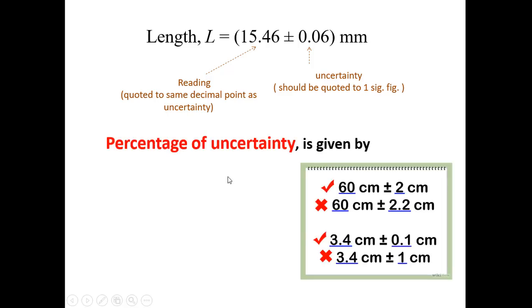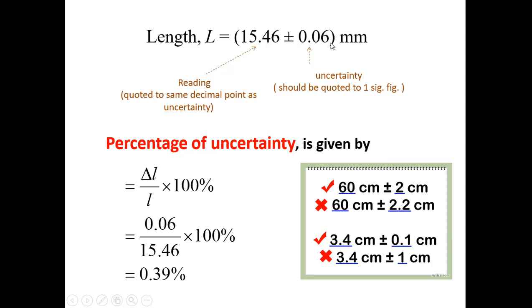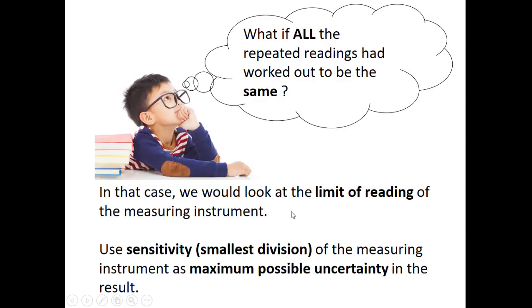The percentage uncertainty can be calculated by taking the uncertainty 0.06 divided by the average value 15.46, multiplied by 100%. So we have 0.39%. Maybe we are wondering, what if all the repeated readings we work out have the same value? In this case, we look at the limit of reading of the measuring instrument, and we use the sensitivity or the smallest division of the measuring instrument as the maximum possible uncertainty in our result.